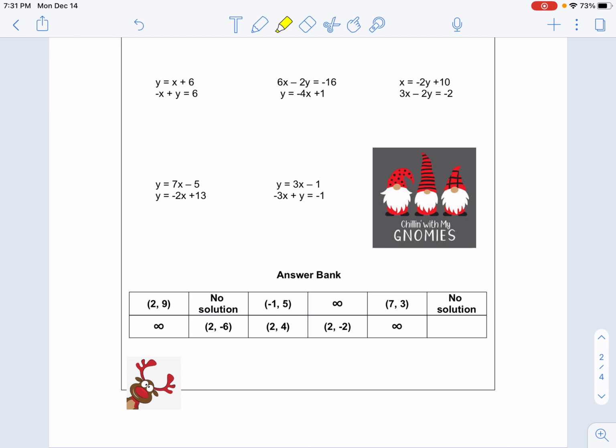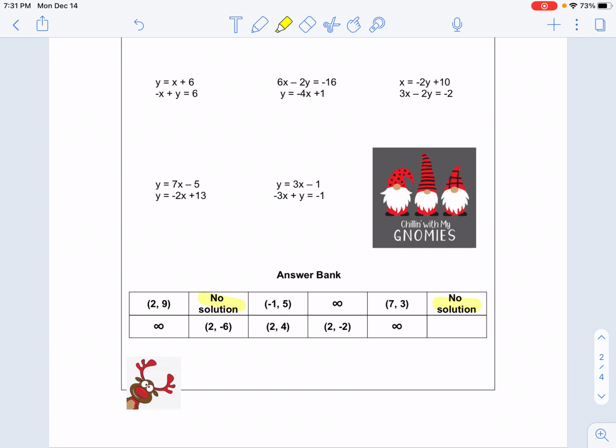Because if you got a solution that's not there, then something must have went wrong, and you are being graded on correct solutions. So make sure that your answer is in that answer bank. There are 3 systems of equations that will give you an infinity solution. So you can use those for your graph or equal values or substitution. Either is fine.